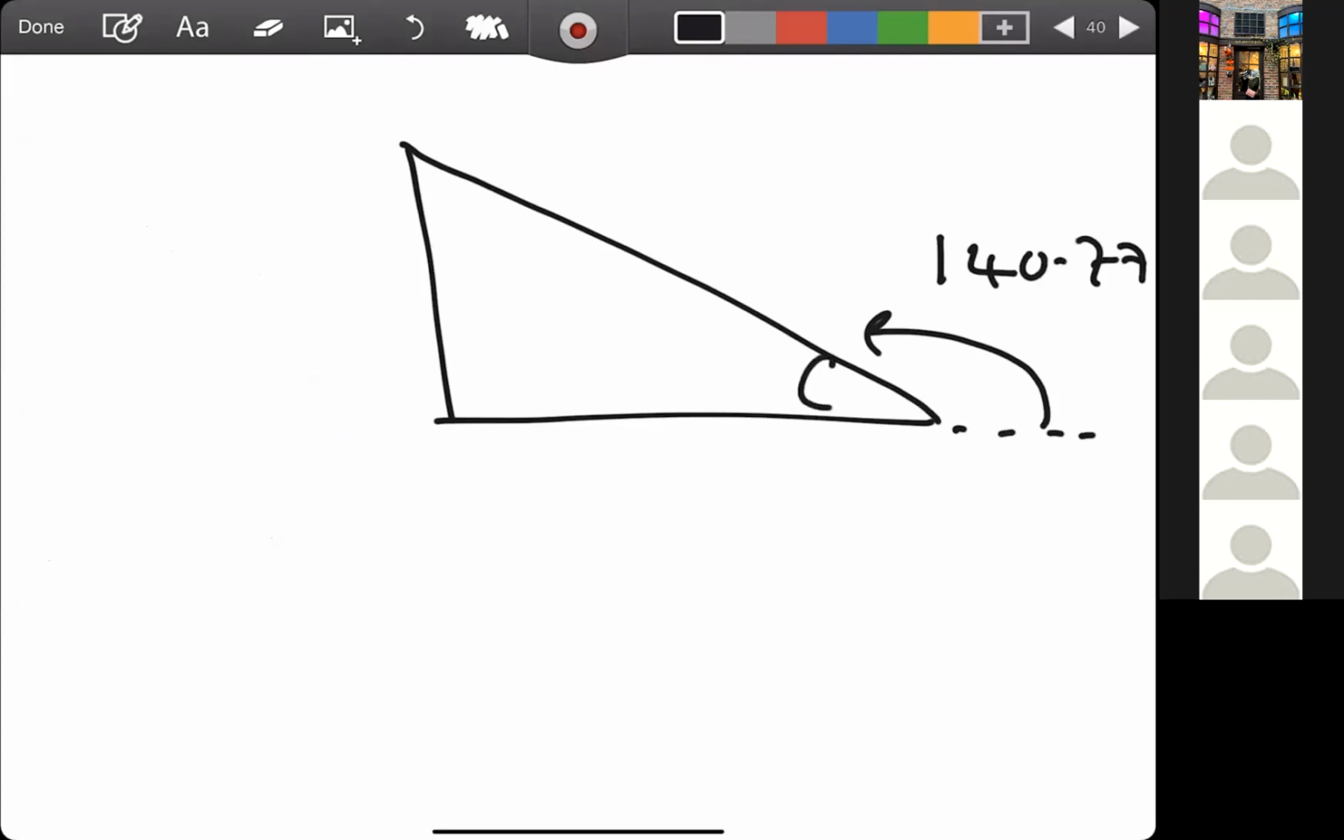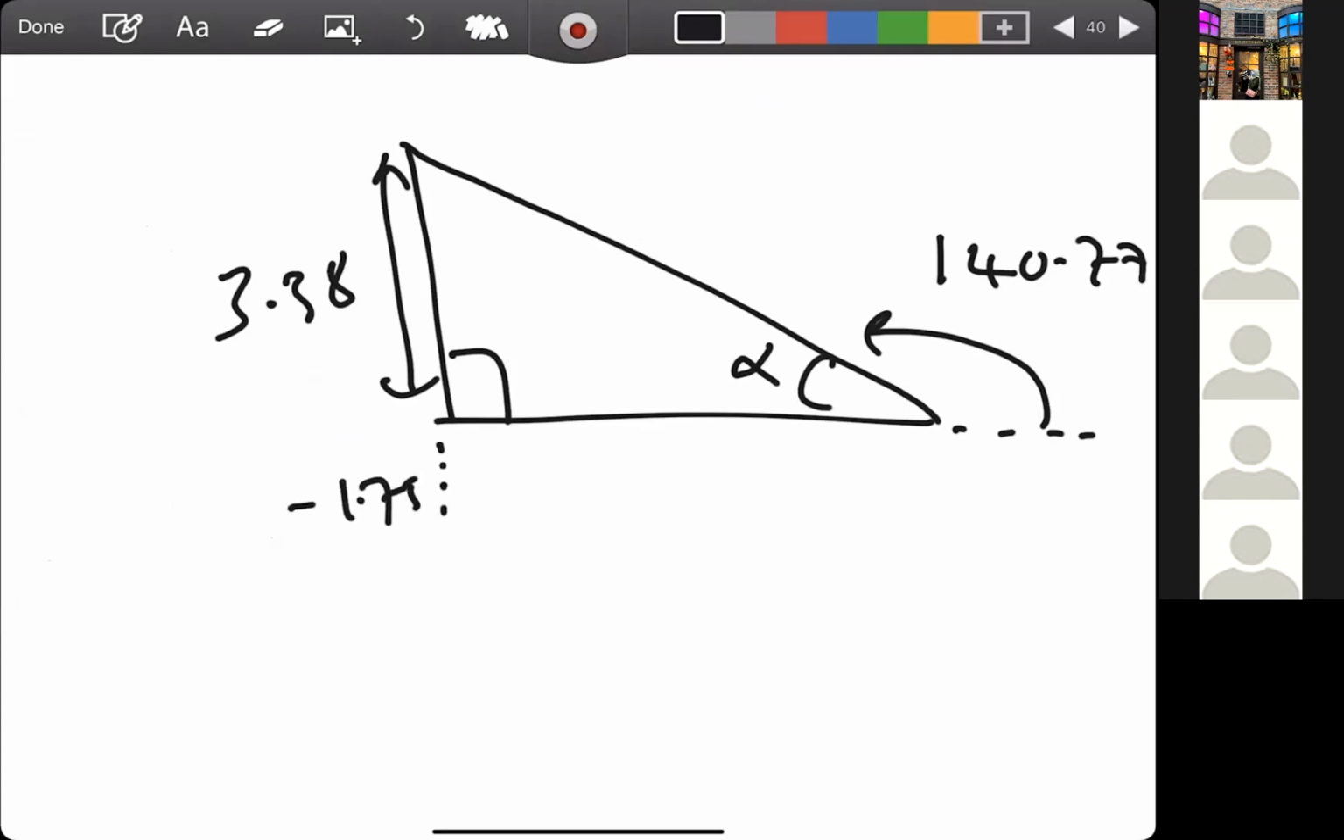So we want this alpha. We want to know the value of alpha. The length here is the imaginary part of the new dominant pole, 3.38. And this one is minus 1.75, and this one is minus ZC. So we have to find this X. Right, so what is alpha?